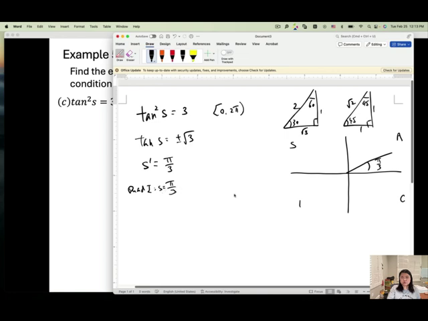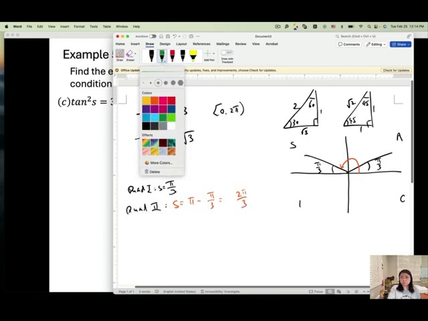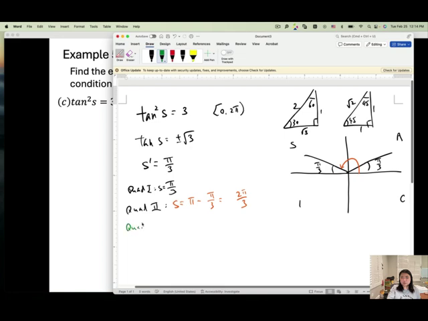So s equal to pi over 3. And then quadrant 2, pi over 3 will be here. So we're going to calculate it from here to here. So s equal to pi minus pi over 3, which is going to be 2 pi over 3. And then quadrant 3 will be here. So that will be starting from 0 until here. So s will be pi plus pi over 3, which is going to be 4 pi over 3.